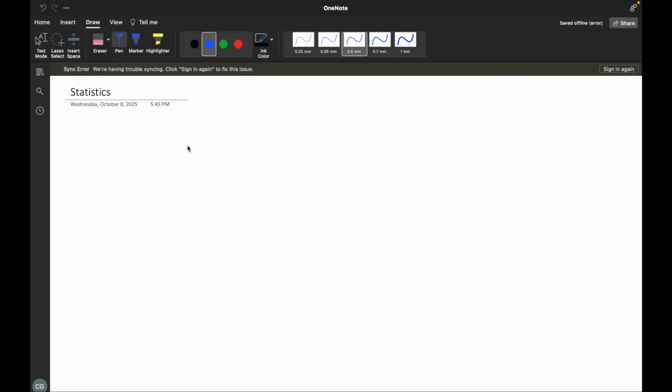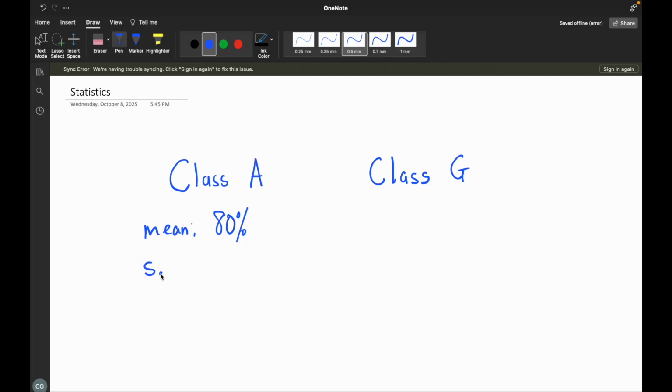So I have a class. Say my first class, I'm going to call it class A. And then the next one is going to be class G. So class A, the average or the mean was 80%. Now, let's say the standard deviation is 10% here. And for this one, the mean is 70, but the standard deviation is 15%.